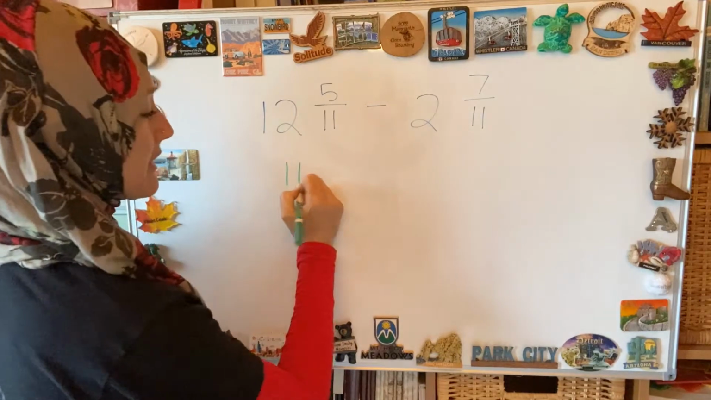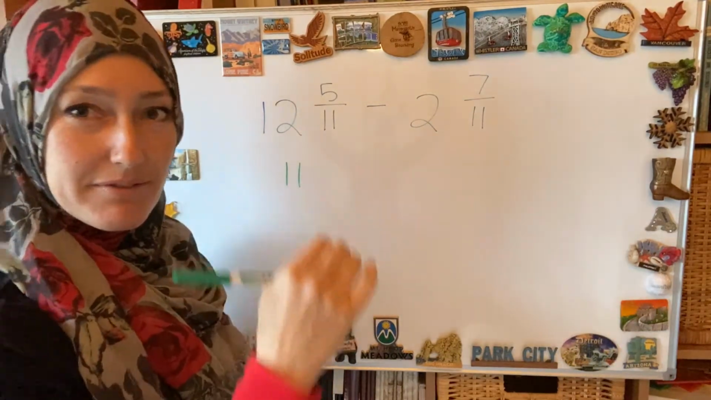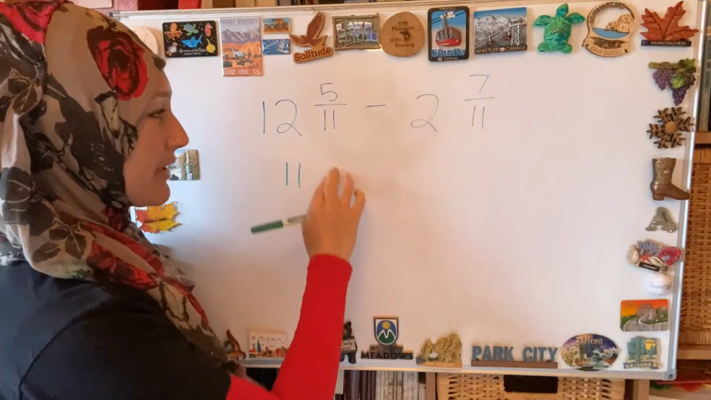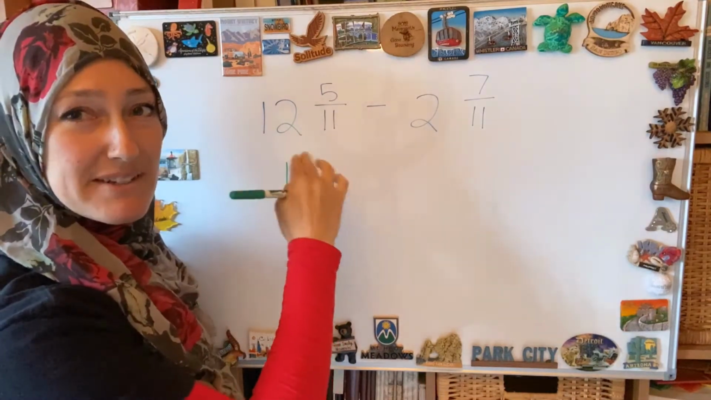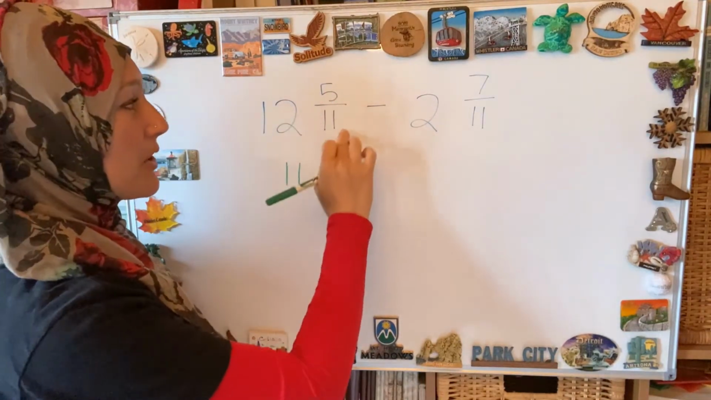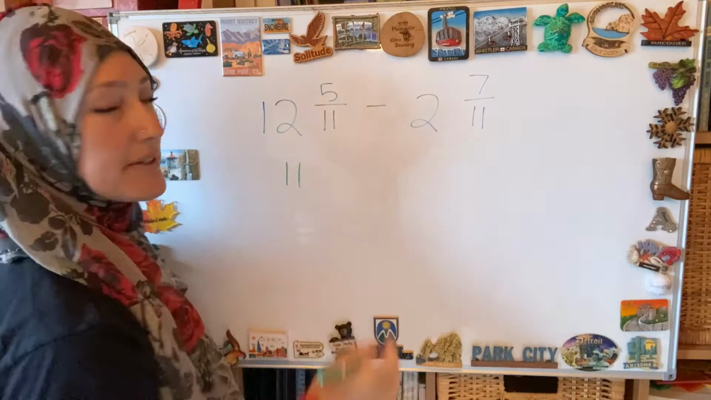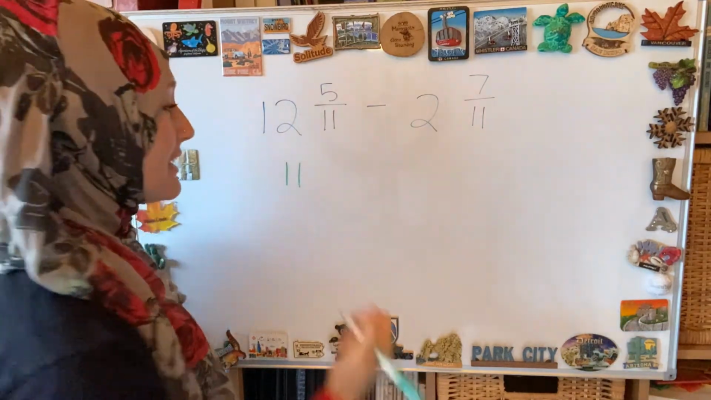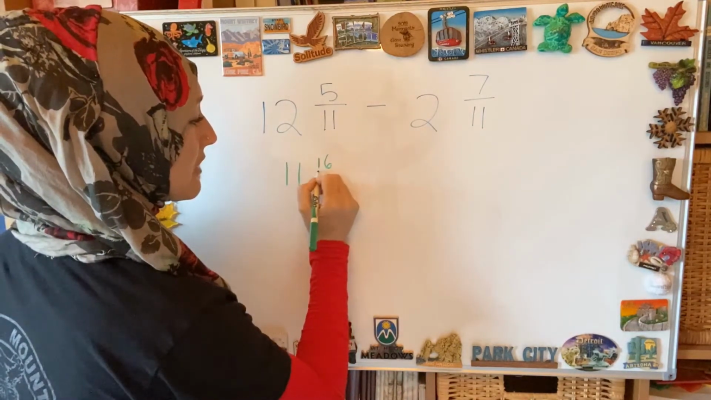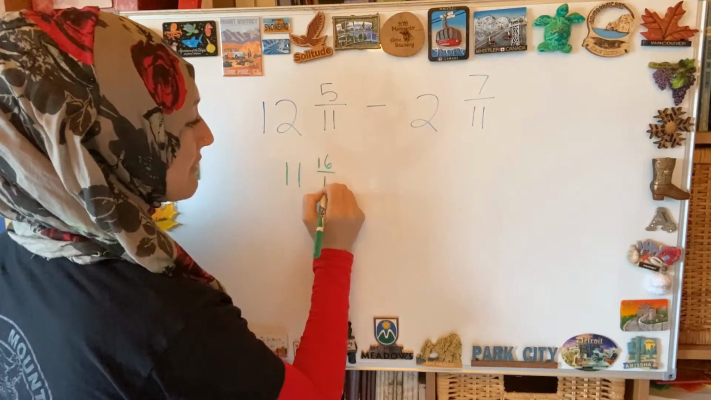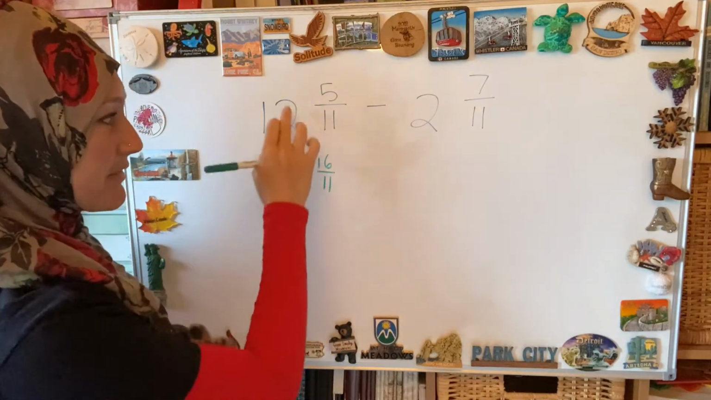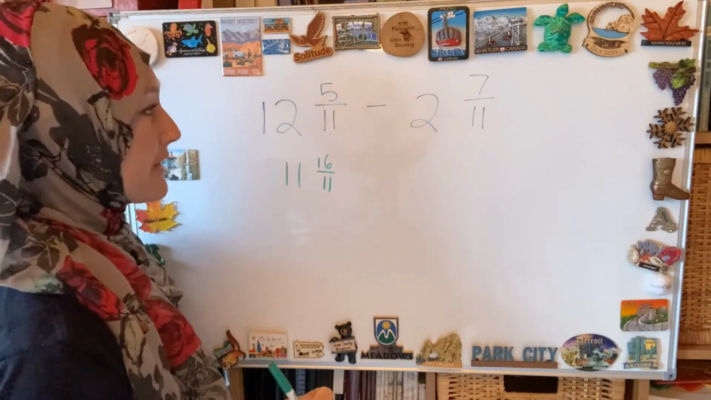Then I just continue with my subtraction. 11 - 5 = 6, all over 9. 5 - 2 = 3. Double check at the end. Can I simplify? And do I need to rename it? I can simplify. These can both be divided by 3. So my final answer is 3 2/3. Okay, last one.